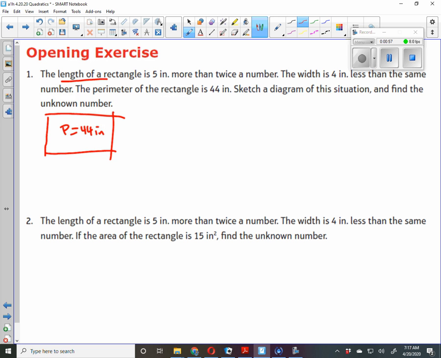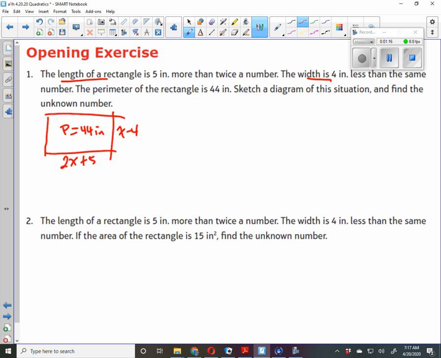We know that the length was 5 inches more than twice a number. So if x is a number, it's 2x plus 5. The width is 4 inches less than the same number, so x minus 4. And now we've actually got our picture.